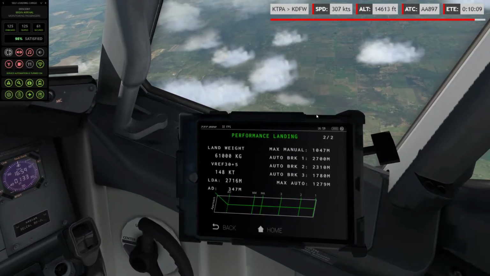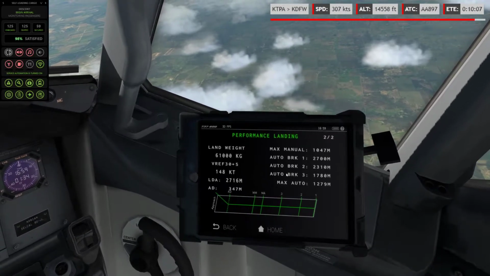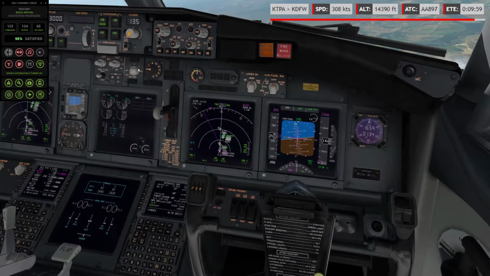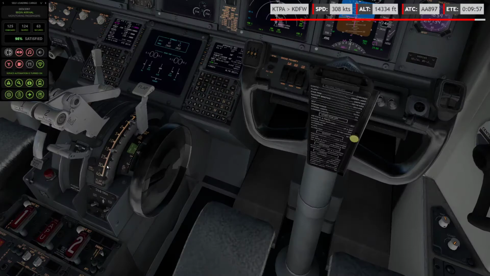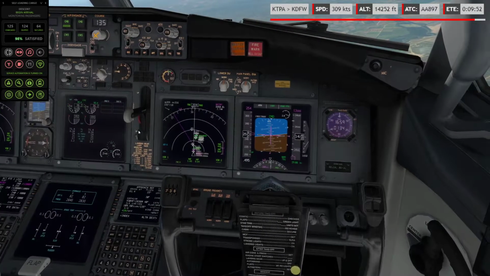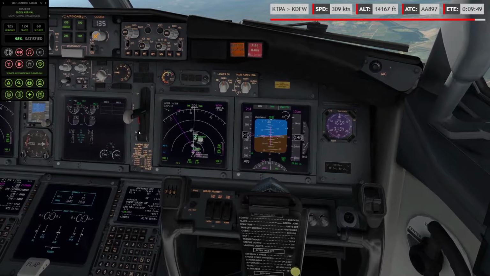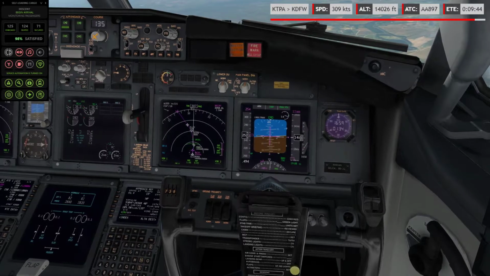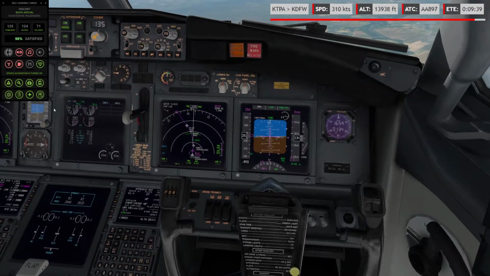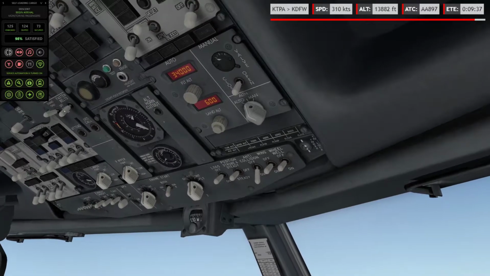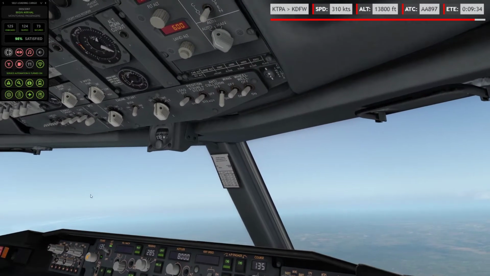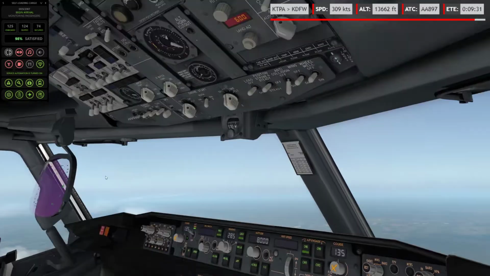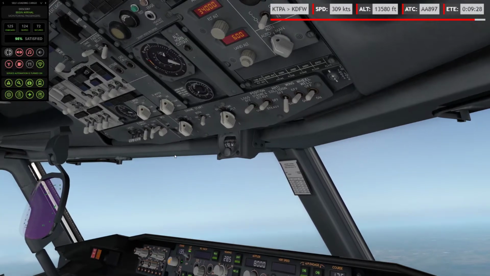Landing distance available is 2,716 meters. So that's set for auto brakes 1, and we are looking good. We can continue our descent over here to say 8,000. We can actually turn on the seat belts over here. Self-loading cargo will do its own thing. Don't have to worry about that. We can turn on the lights as well.